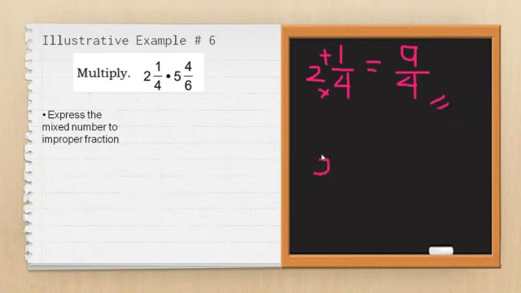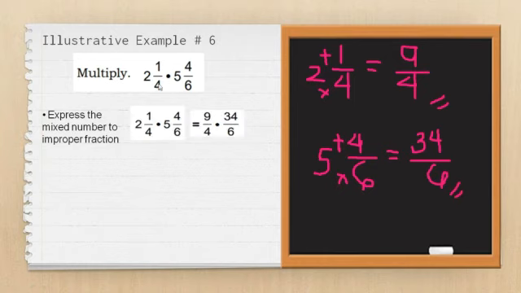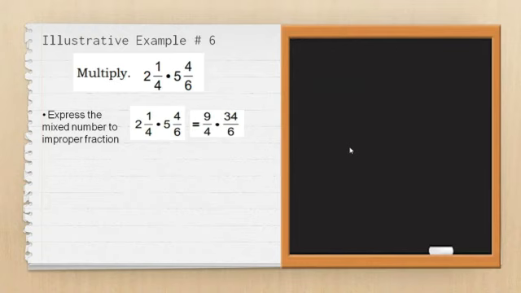Paano naman si 5 and 4 over 6? Ulit, anong gagawin natin? 6 times 5, tapos ipa-plus natin sa nasa taas. 6 times 5, that's 30, plus 4, that's 34. 34 over, kopyahin lang natin yung denominator, which is 6. Ibig sabihin, we have 9 over 4 and 34 over 6. 9 over 4 para dito, and 34 over 6 para doon. Okay? Ngayon na na-express na natin yung mixed number to improper fraction, madali na natin siyang ma-multiply.